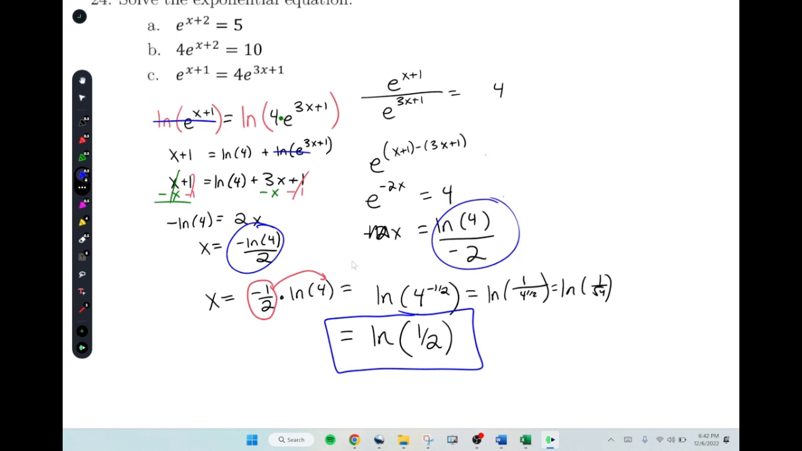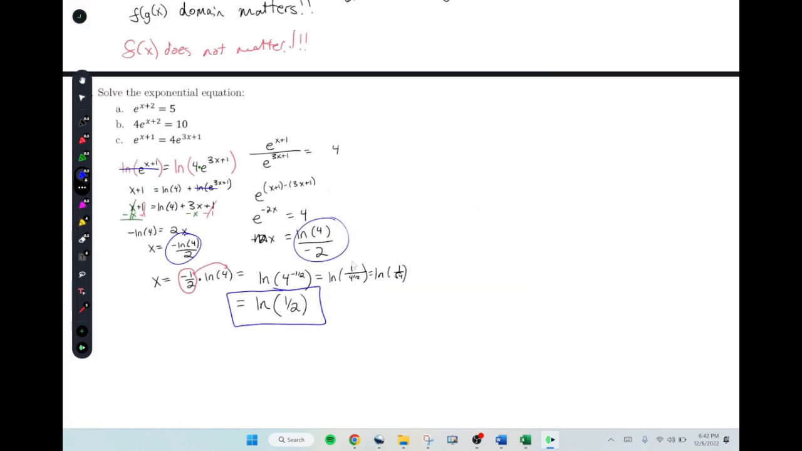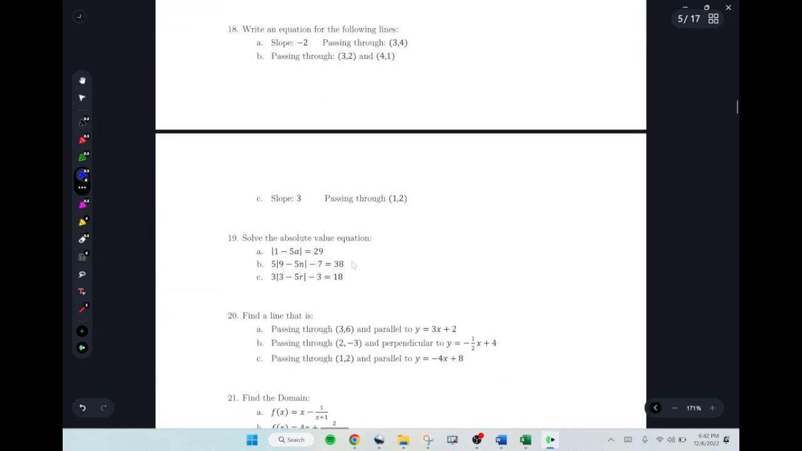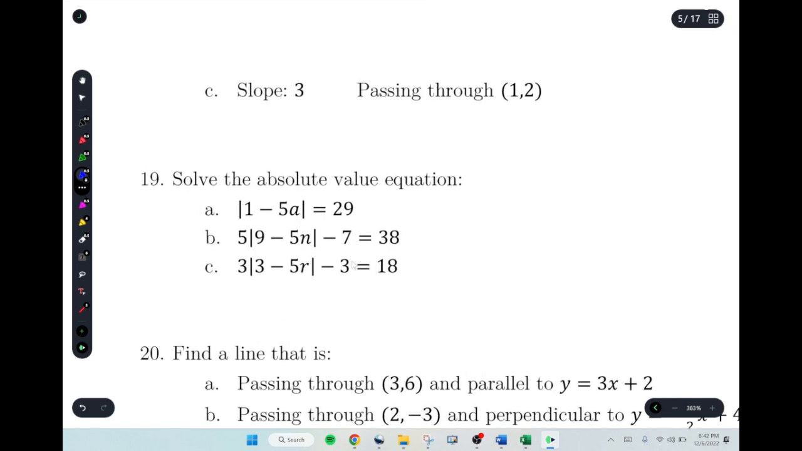Okay, what else? 19b. Oh man, absolute value.